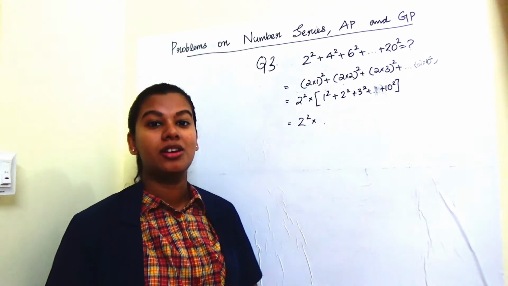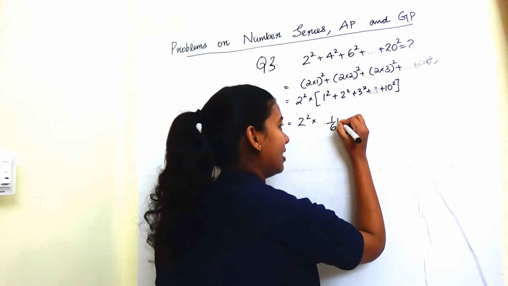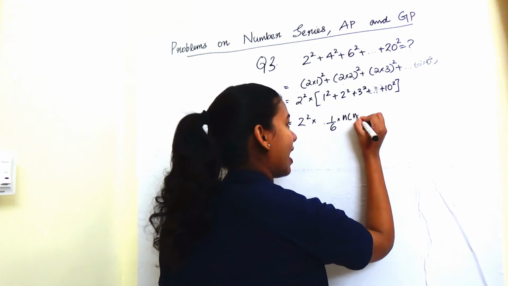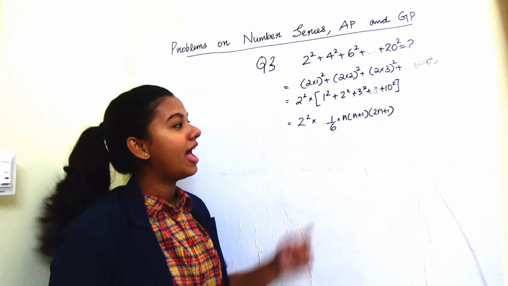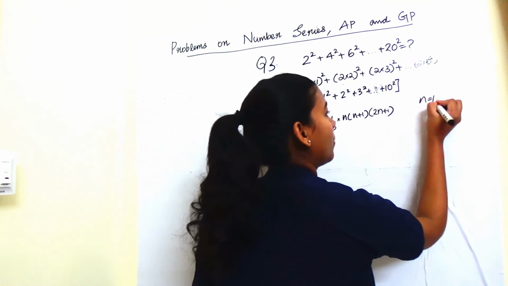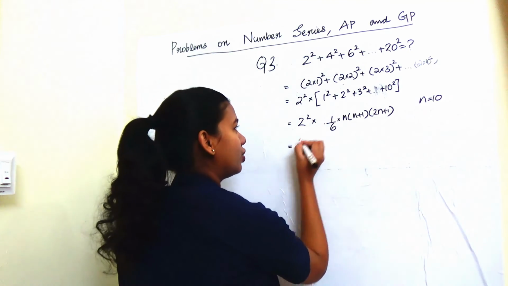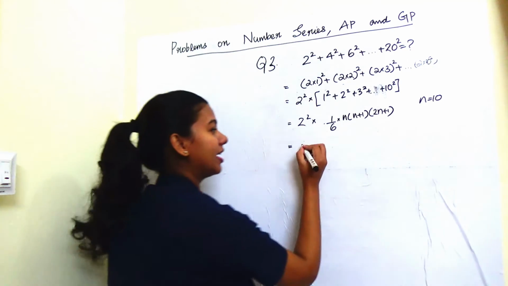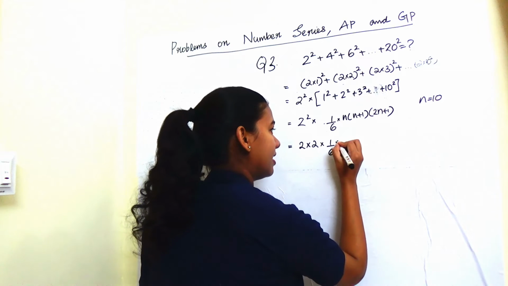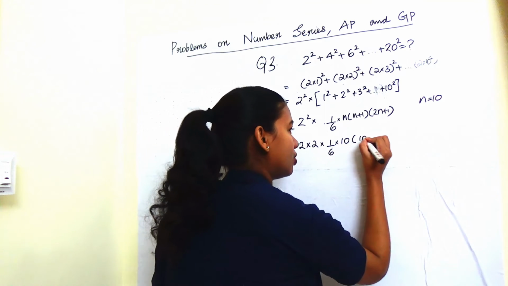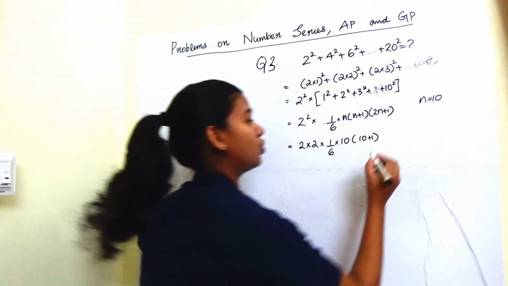Let's write the formula for the sum of the squares of n natural numbers. That is 1 by 6 into n plus 1 into 2n plus 1, right? And in this case, n equals 10. So let's substitute this value and see what's the answer. 2 square can be written as 2 into 2. Then what we have? 1 by 6, then into 10 plus 1. What is 2n? That is 2 into 10, that is 20.